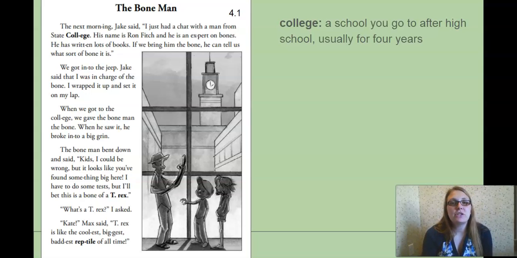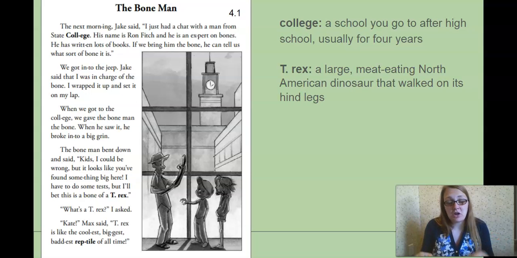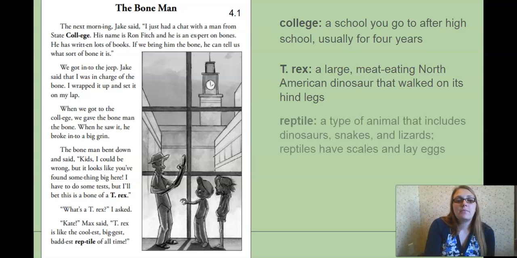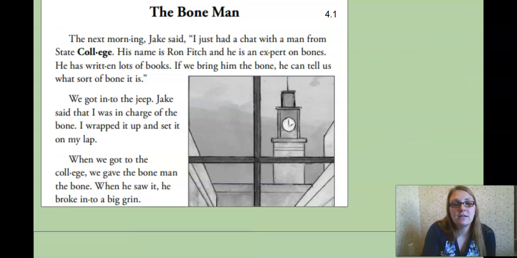College. A college is a school you go to after high school, usually for 4 years. A T-Rex is a large, meat-eating North American dinosaur that has walked on its hind legs. Probably you'll recognize the T-Rex are really big. They have short little arms. And reptile, a type of animal that includes dinosaurs, snakes, and lizards. Reptiles have scales and lay eggs.